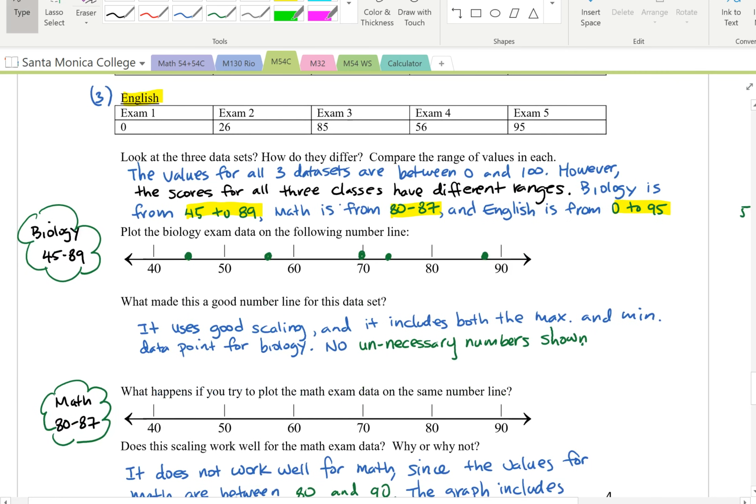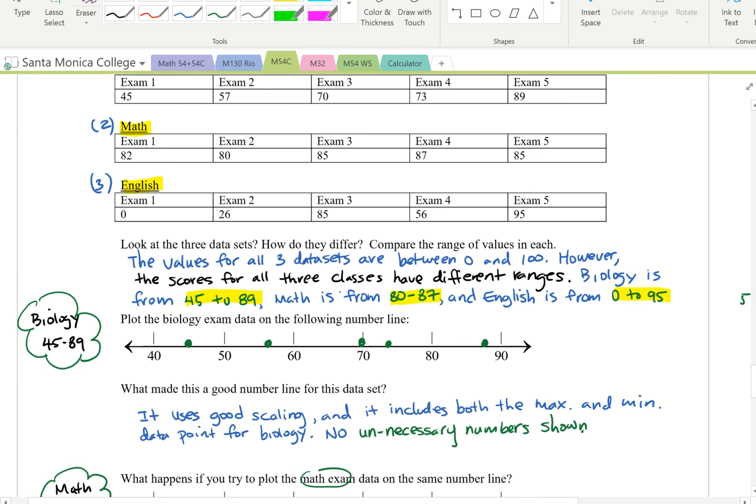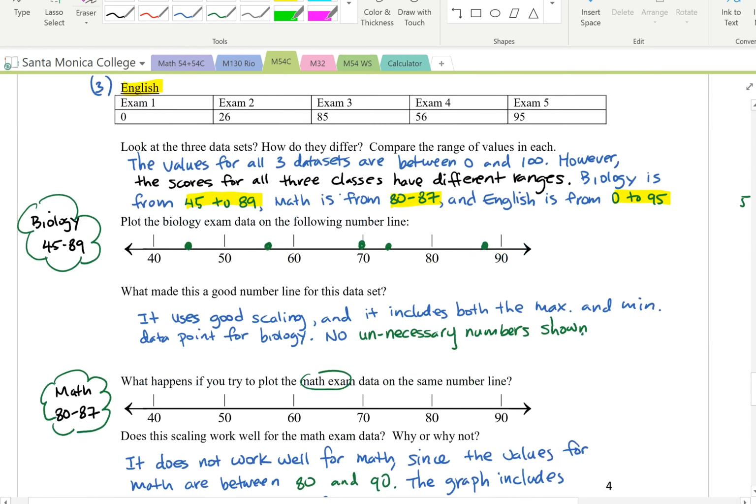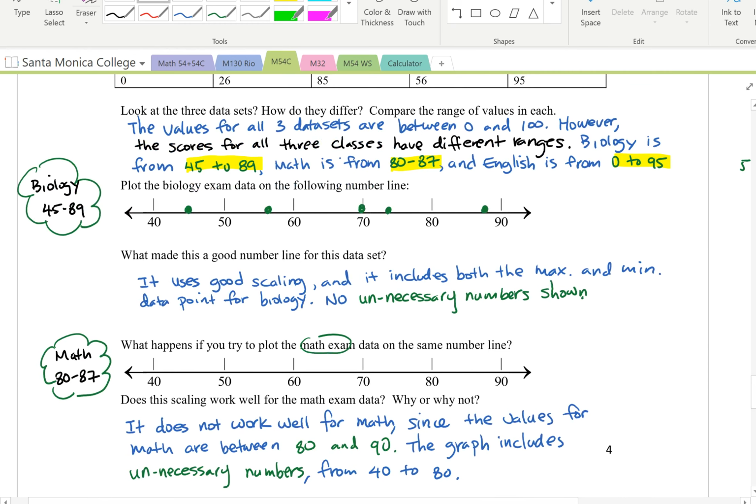Okay, what happens if you try to plot the math exam data? Let's look at the math exam data. The range is from 80 to 87, right? And plot here the range, 80 to 87. That means if I plot them, all my values would be within here, in the 80s. Could be all here.